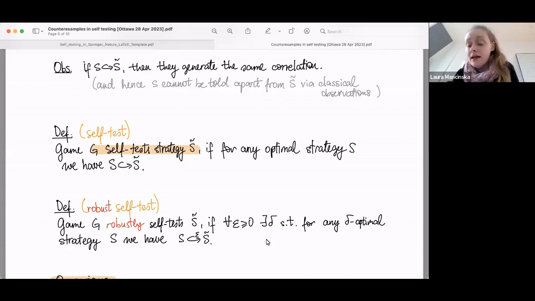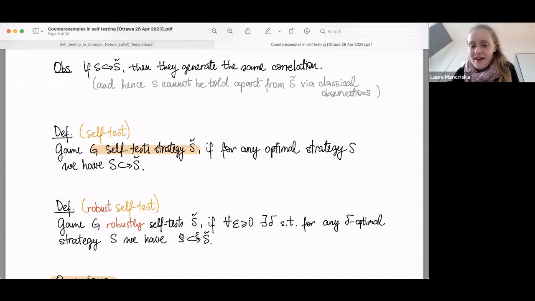This delta is like the closeness of your classical observations, so that for any delta-optimal strategy S, this strategy S should win game G with probability that's at most delta different from the optimal. You can now epsilon-dilate this strategy S to S tilde.